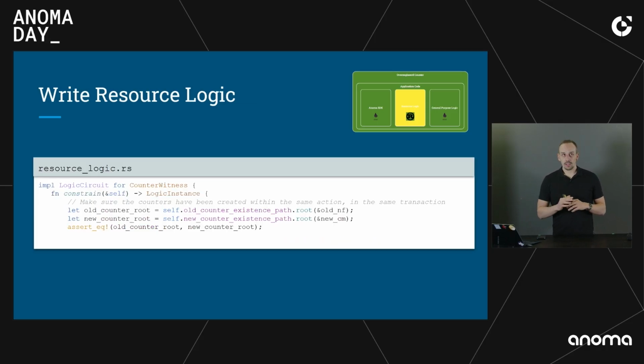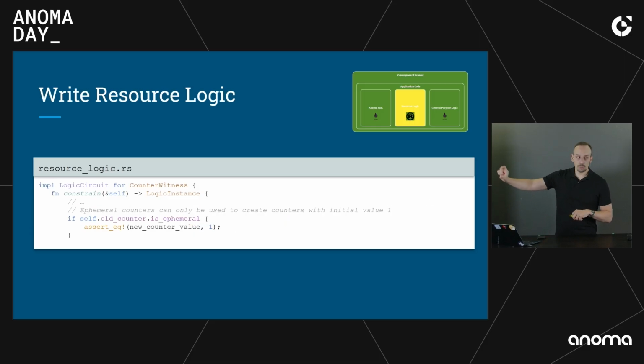Okay. The actual resource logic, so the rules, are defined here. The first thing we want to check: the resource I created and the one I consumed, are they actually created within the same action in the same transaction? Just checking, is the root the same for the new and the old counter? If so, the resource logics continue. I'm just putting small pieces of the resource logics on every slide so I can explain them one by one.